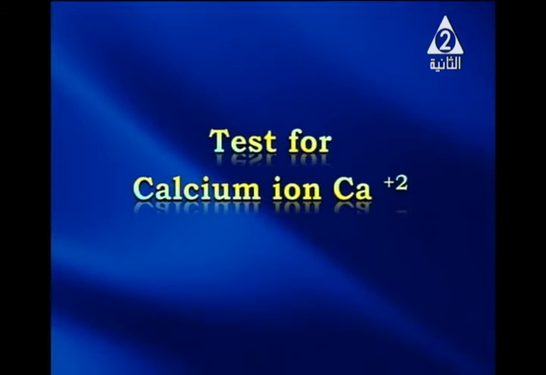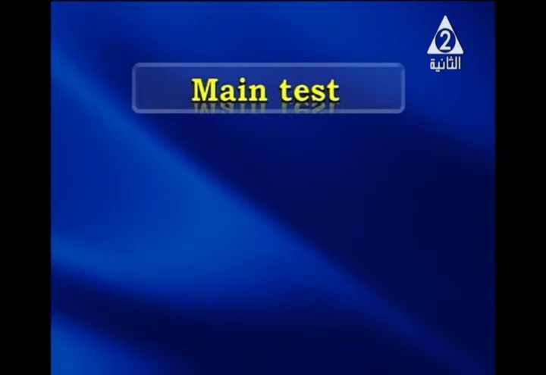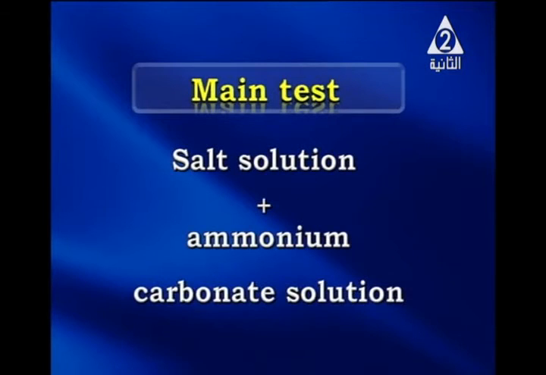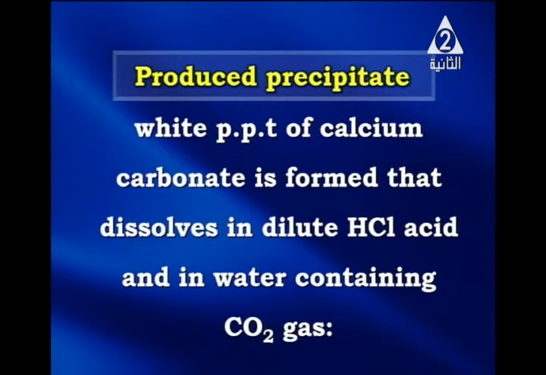Test for calcium ion. The main test here is the salt solution plus ammonium carbonate solution gives white precipitate of calcium carbonate that dissolves in dilute hydrochloric acid and in water containing carbon dioxide gas.